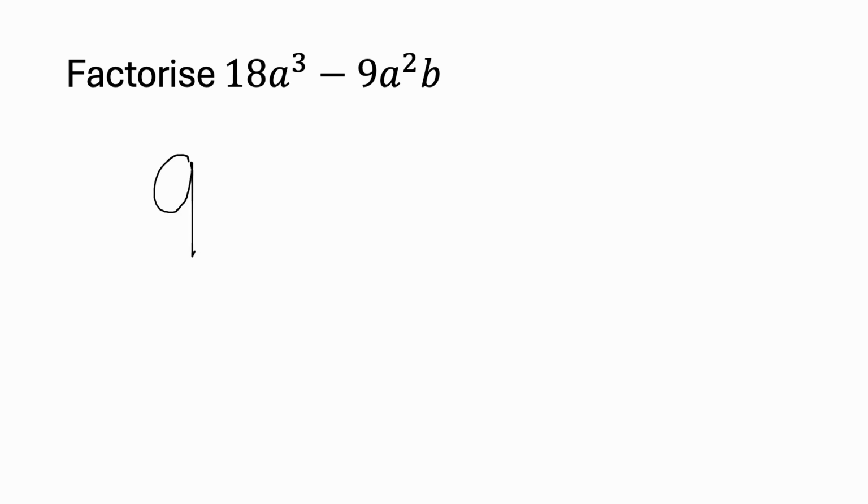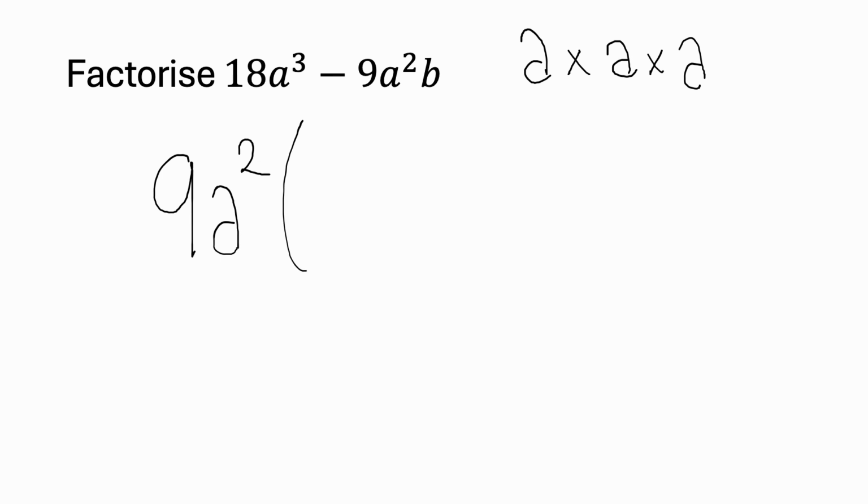Now let's look at the letters. Do they have any letters in common? Yep, they have an a in common. And how many times? 2 a's in common between both of them. 18a cubed has an extra a because a cubed is the same thing as a times by a times by a. So they have 2 a's in common. So it's going to be 9a squared on the outside.